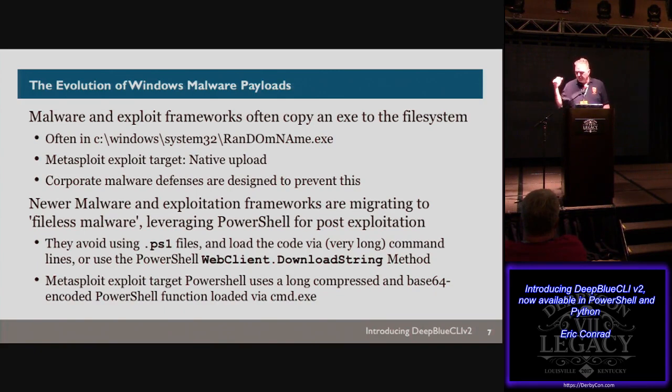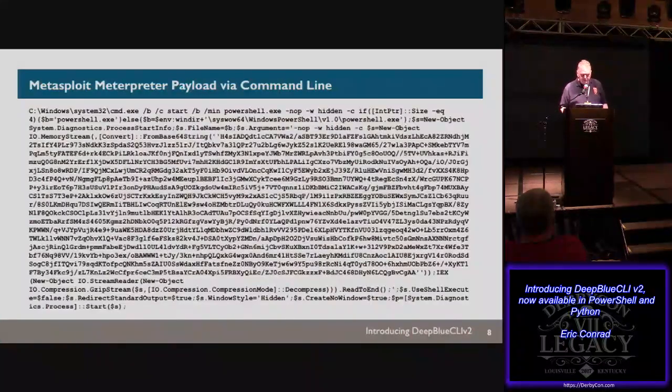By default, there's no logging in PowerShell. PowerShell 2 has virtually none, which describes Windows 7. PowerShell 4 and 5 have more if you turn it on, right? Most don't. And sunlight is the best disinfectant. So here's an example of fileless malware. Metasploit has moved a lot of its payloads over to the fileless version.